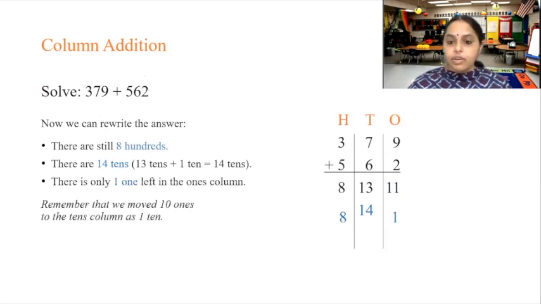Similarly, 1 one we will write here and 1 ten we will give here. So 13 tens will become how much? 14 tens. Now 14 tens means how much? 10 tens make 100, no? So 10 tens plus 4 tens. So what did we do with the 1 in the tens place? We carried it forward.